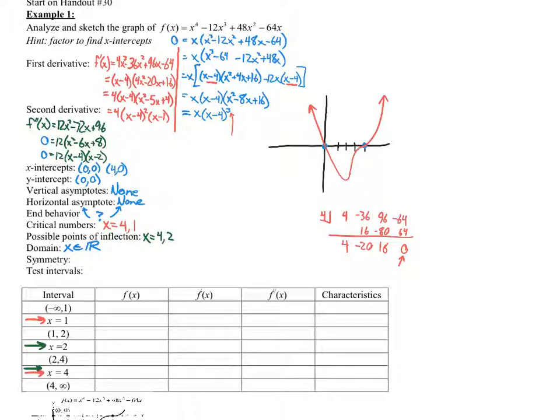Okay? Can I ask a question? Yes. Why do we say possible points of inflection? Because remember, the second derivative has to change signs for it to actually be a point of inflection. That's a great question.